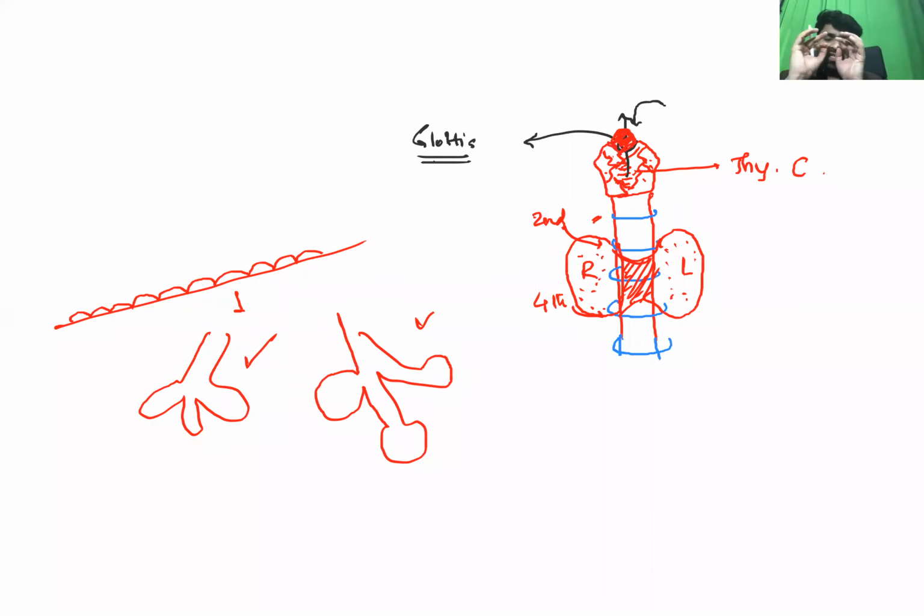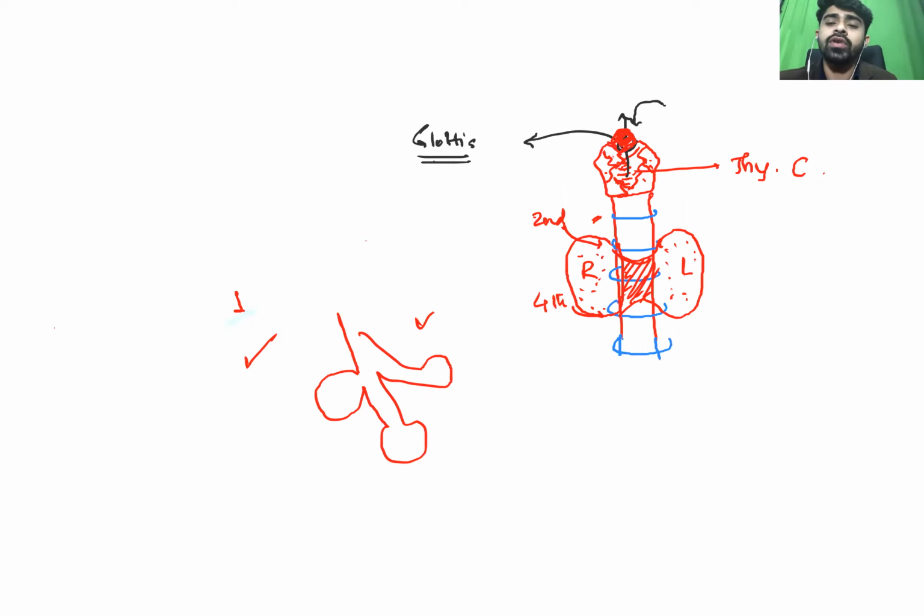Though you know that there is a unicellular gland as well, I think everyone knows: the unicellular gland, single cell, single gland. The gland is made up of one cell, which looks like an inverted wine glass.